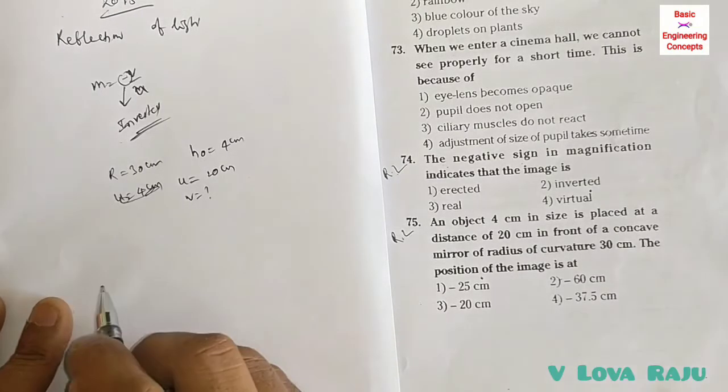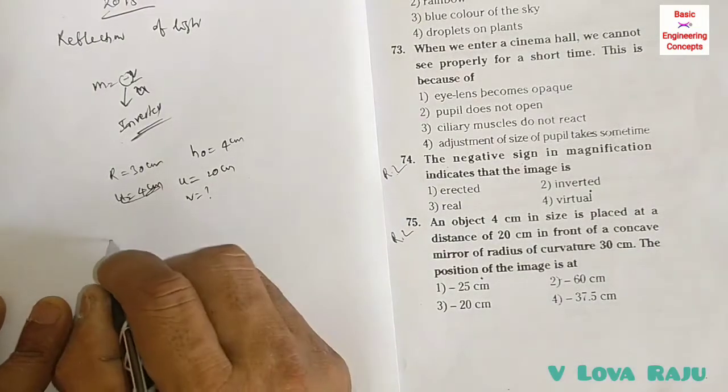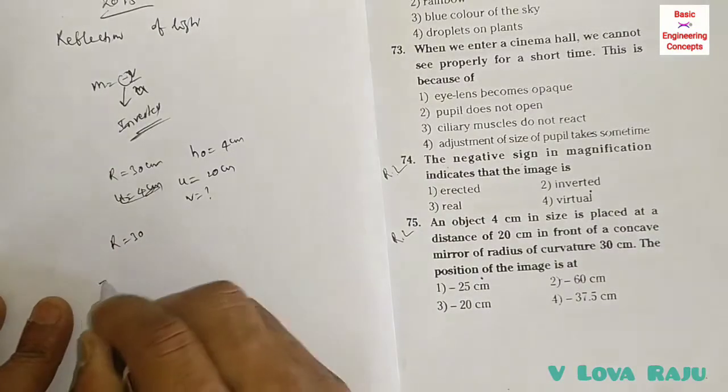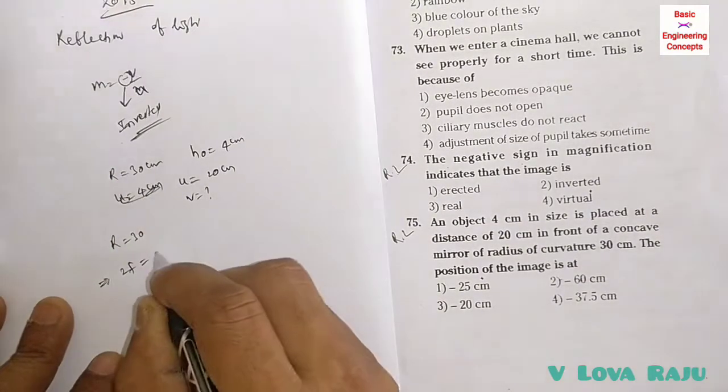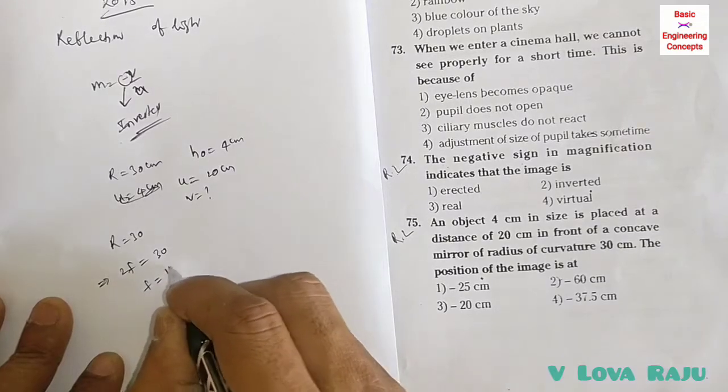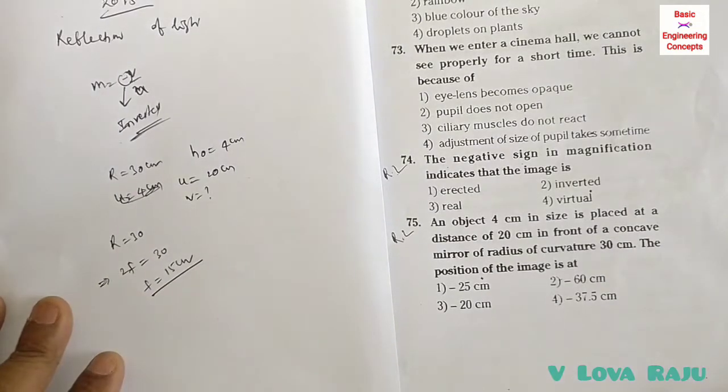Magnification is equal to image distance by object distance. Radius of curvature is equal to 30 centimeters. Radius of curvature is equal to double the focal length, so 2f equals 30. Focal length is equal to 15 centimeters.